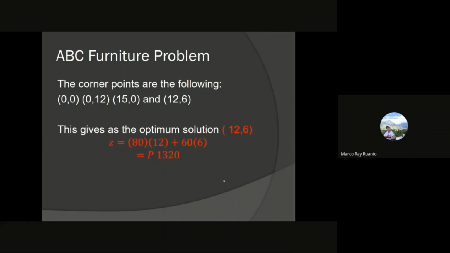I forgot to write the conclusion. There should be a conclusion here. So our conclusion is that per production period, ABC Furniture must produce 12 tables and 6 chairs to have a maximum profit of 1,320. So that's how we solve a linear optimization problem.